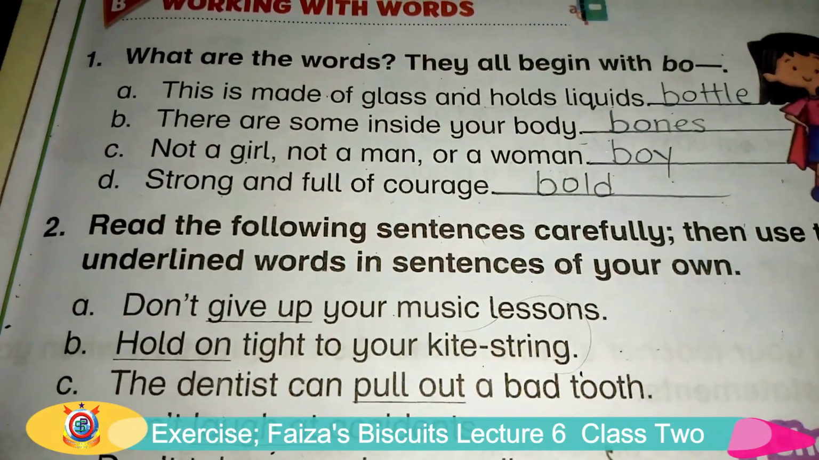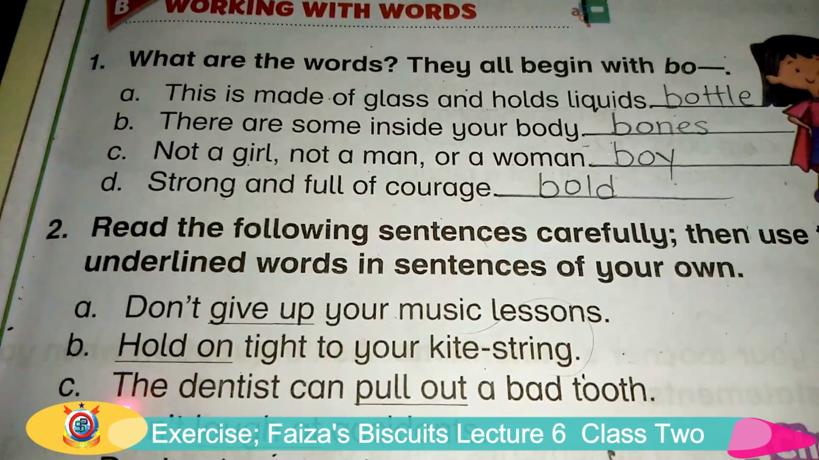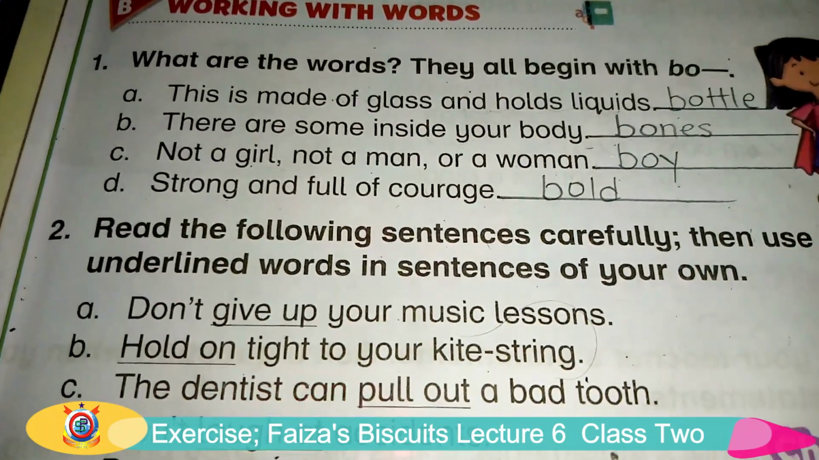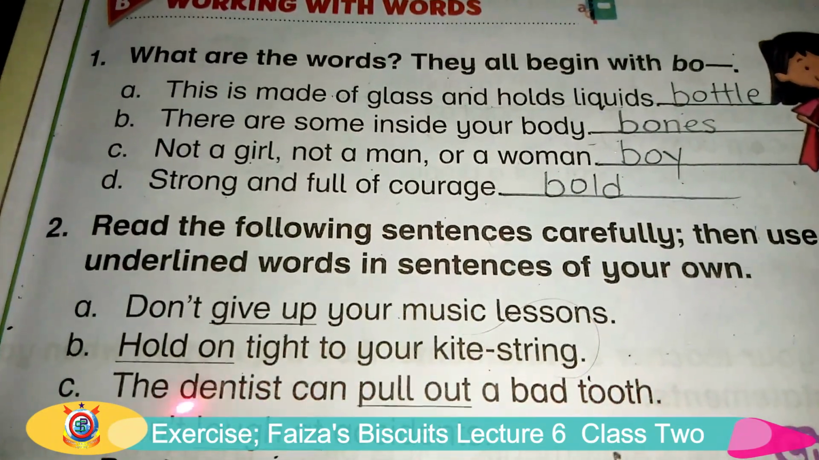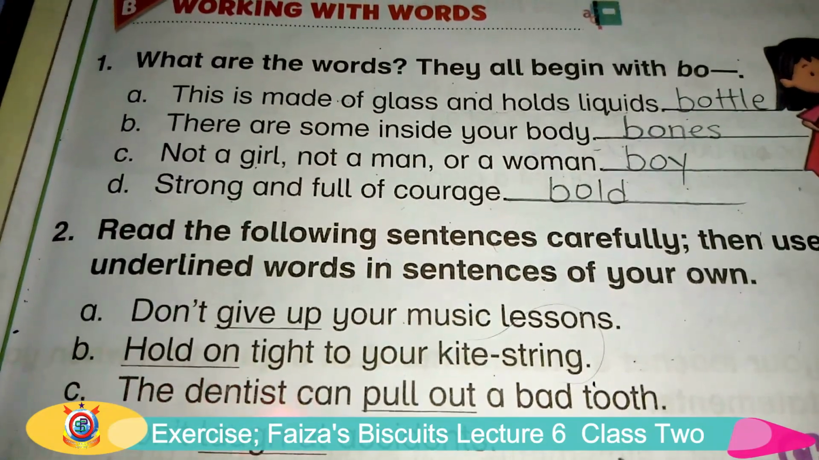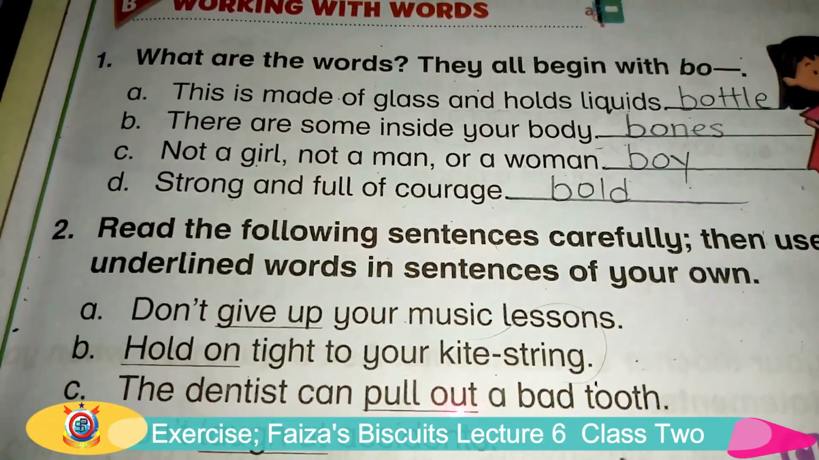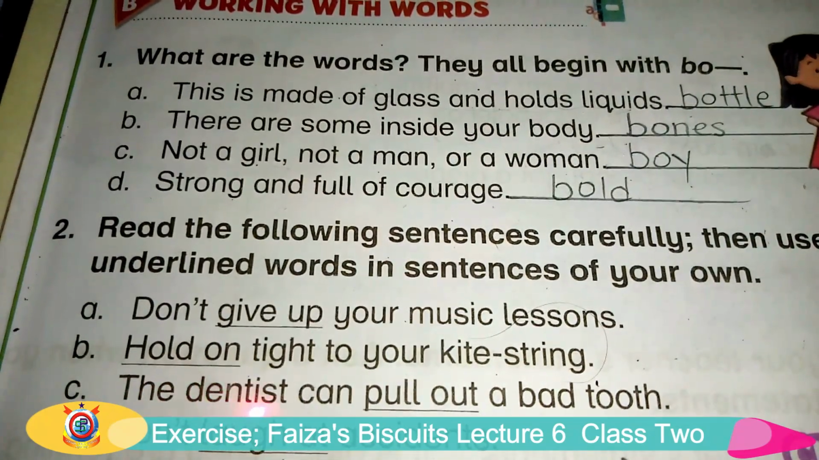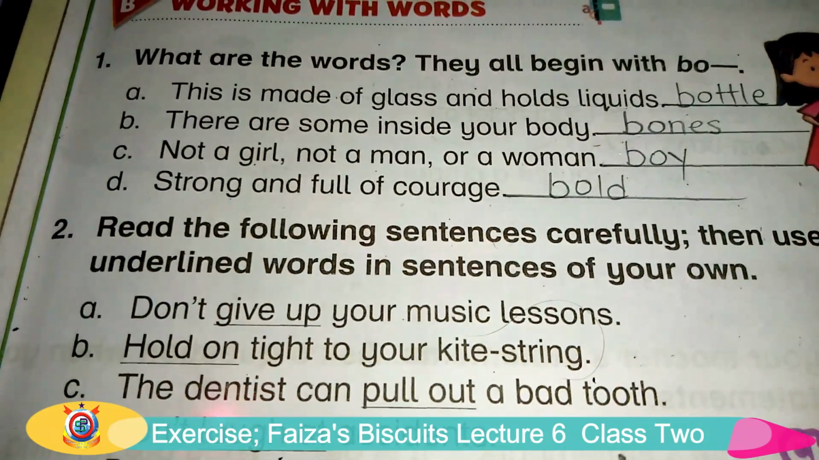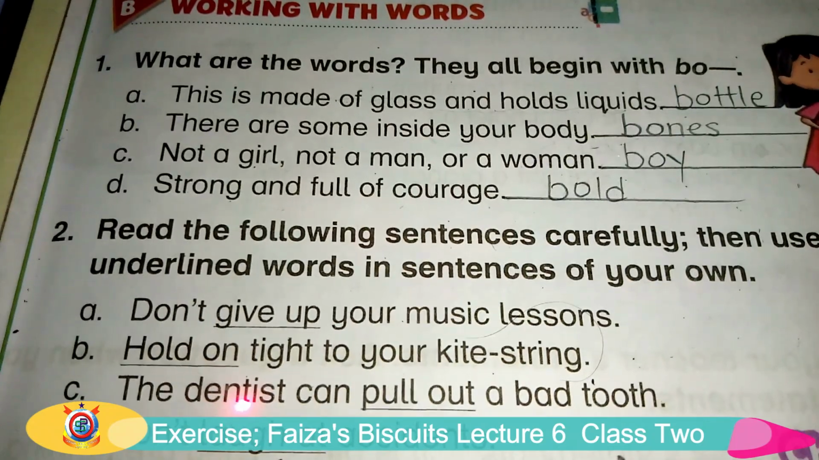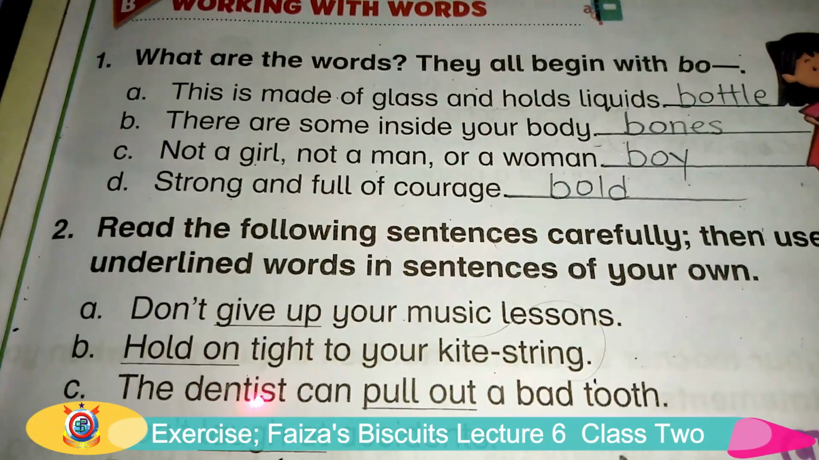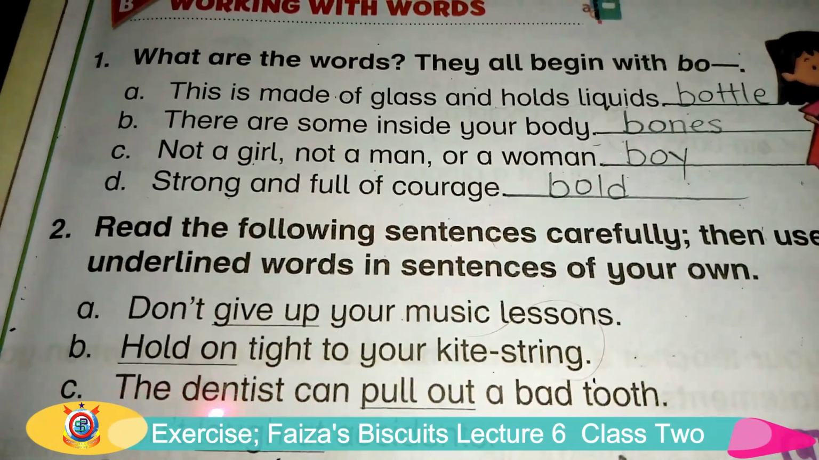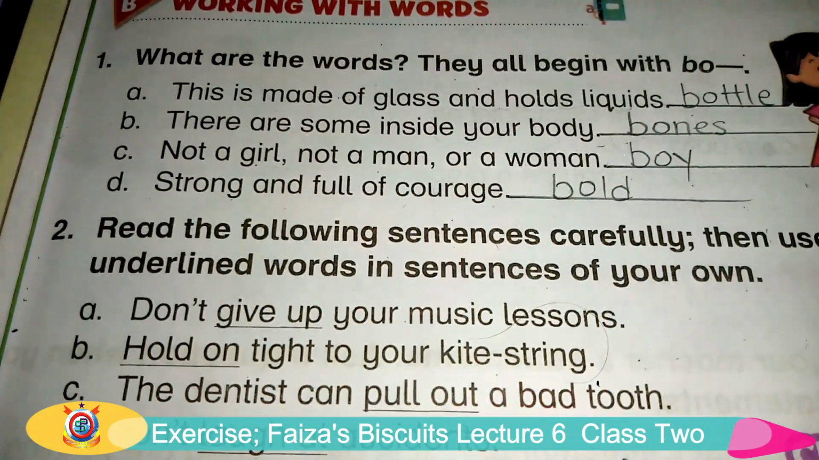Okay, so the dentist can pull out a bad tooth. This is the next sentence. The dentist can pull out a bad tooth. A dentist is a person who looks after our teeth. He is the doctor of teeth. So the dentist can pull out a bad tooth.